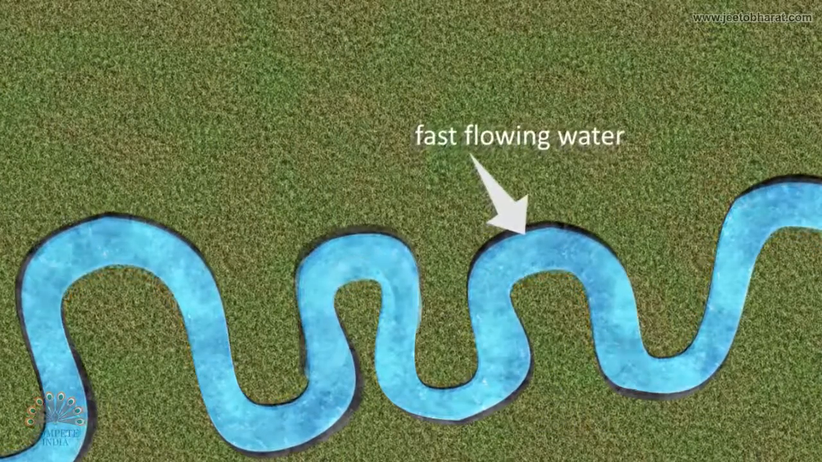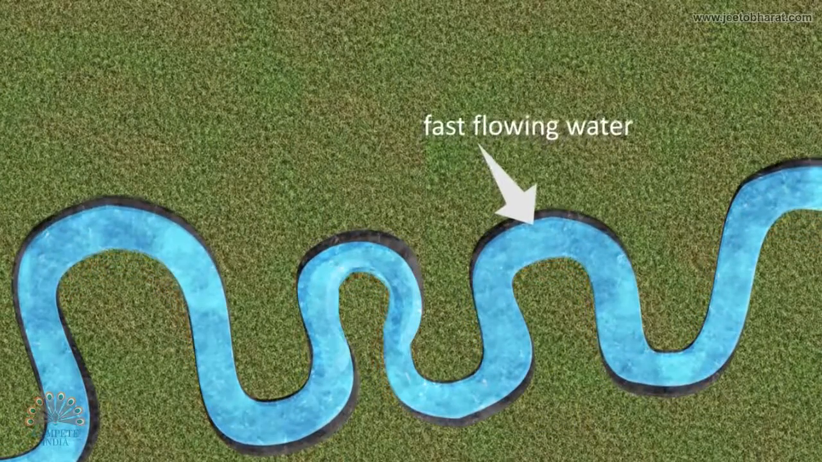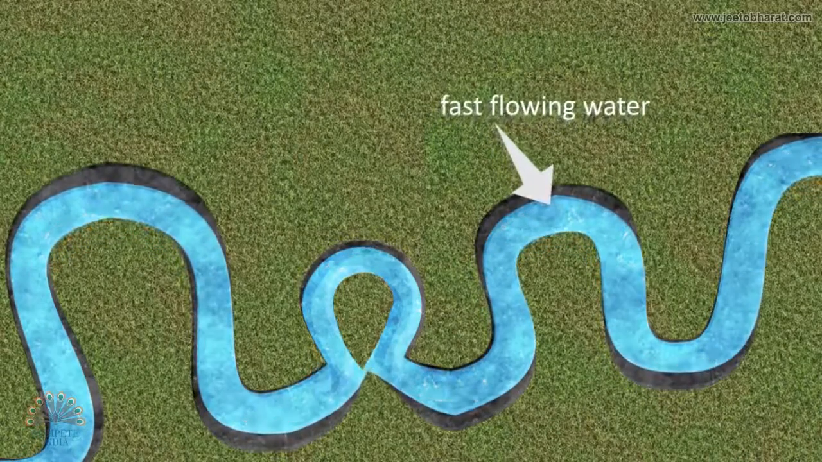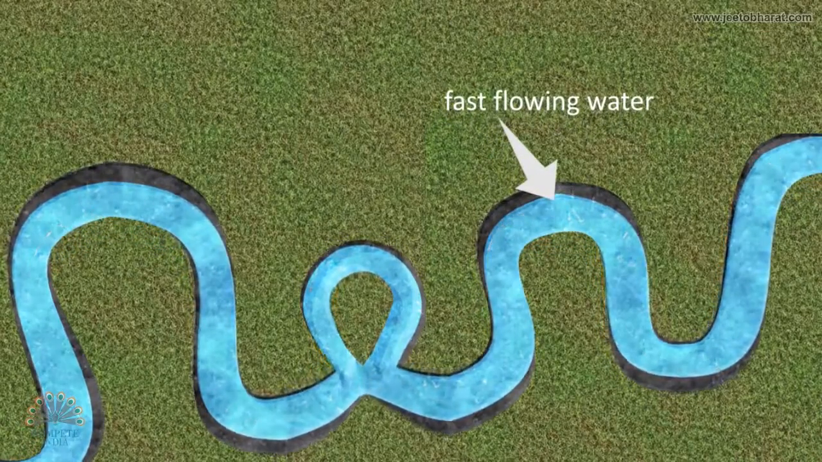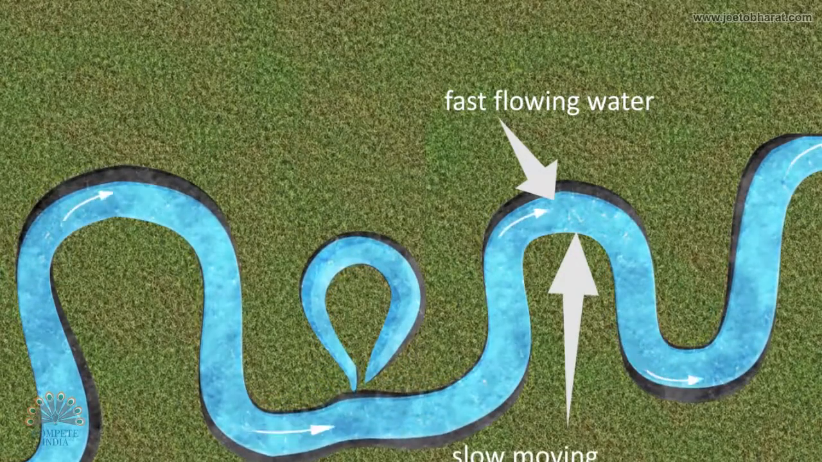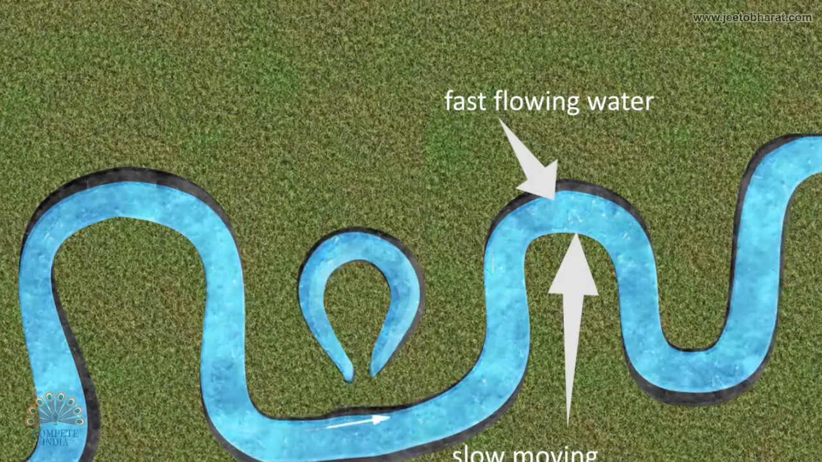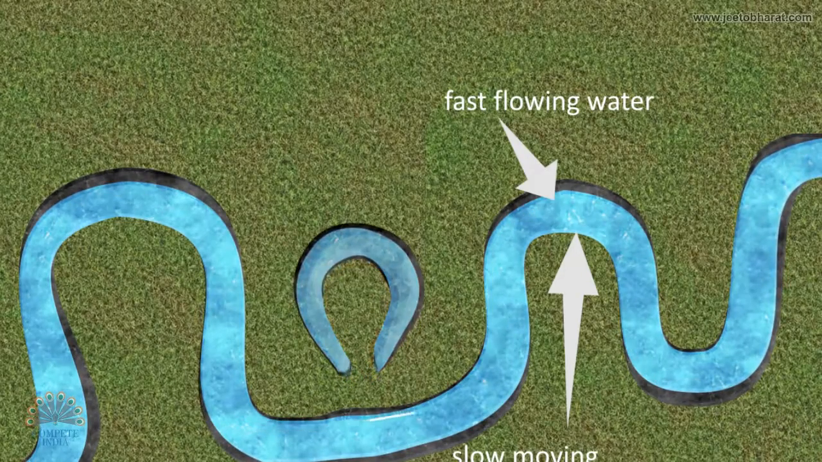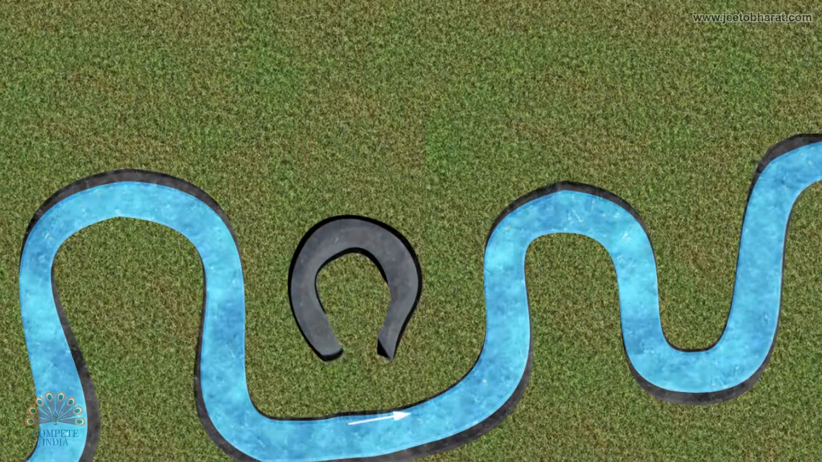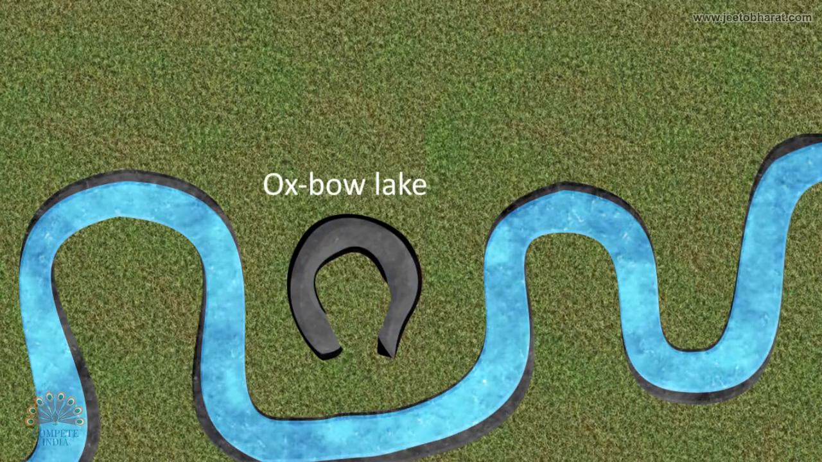Gradually, the narrow necks of the loop erode further and intersect each other. Now, the river cuts through the intersection to flow in a straight path. As a result, the meander loop is abandoned and it forms an oxbow lake. The oxbow lake later turns into a swamp and subsequent floods may silt up the lake. It becomes marshy and eventually dries up.